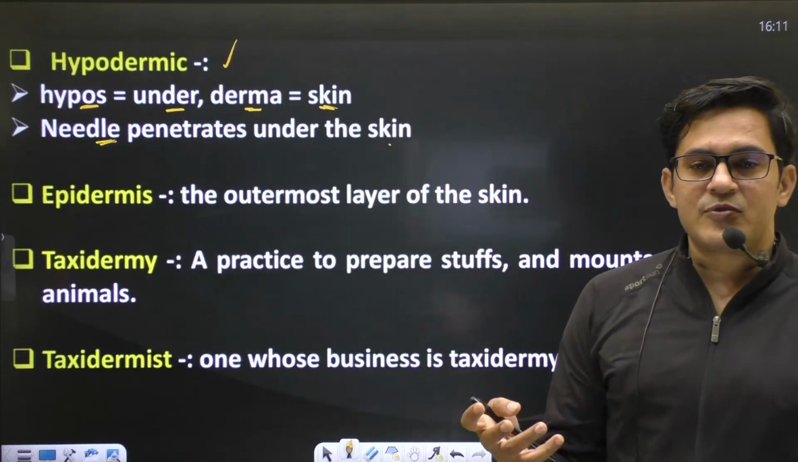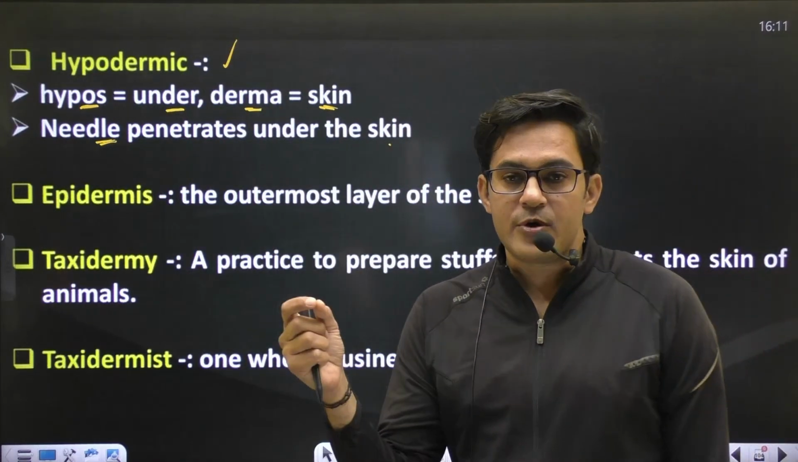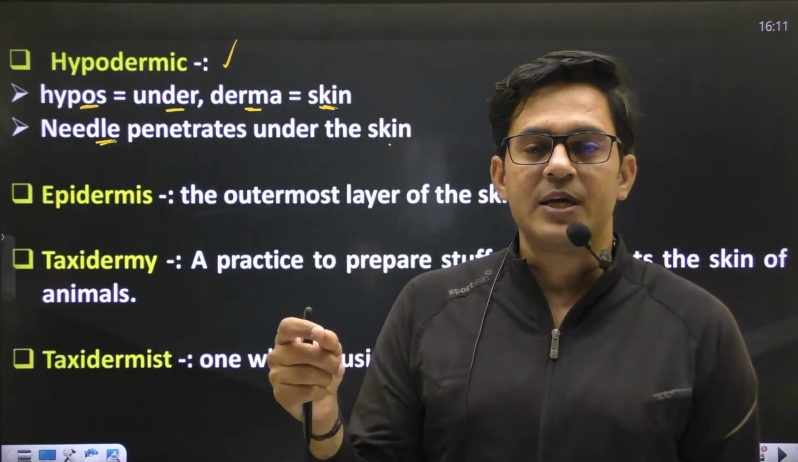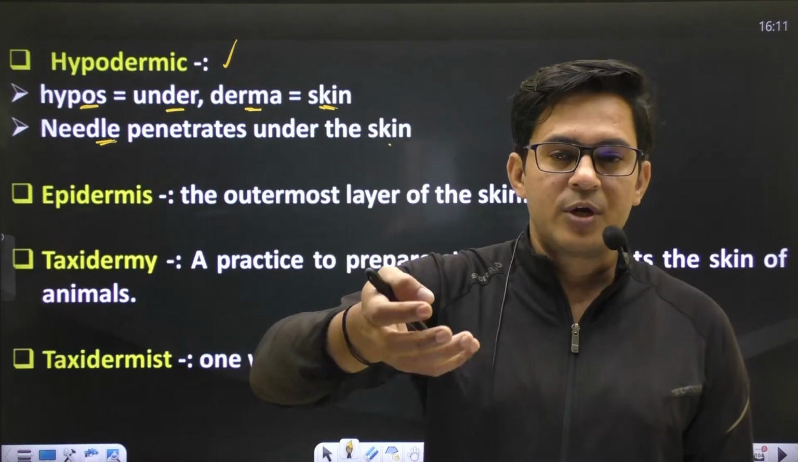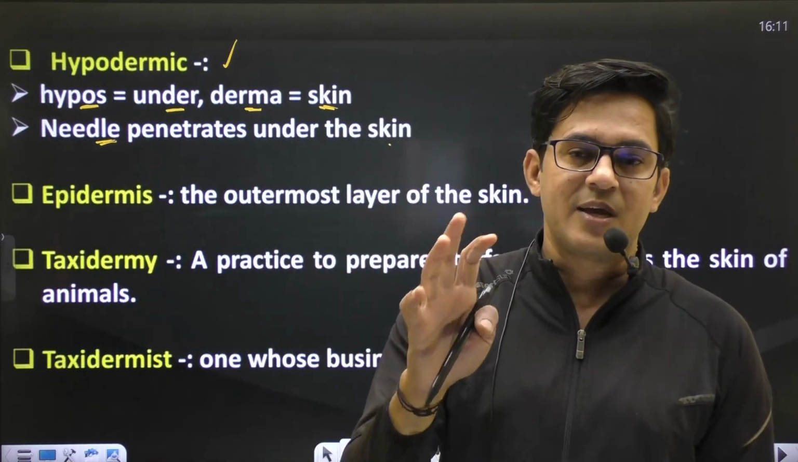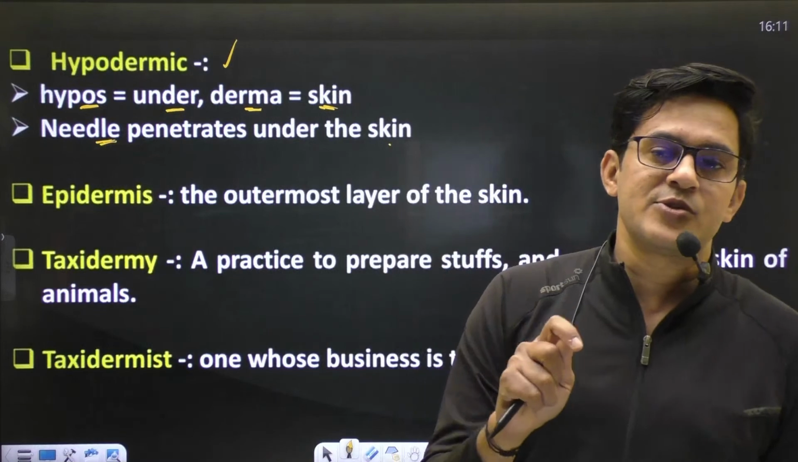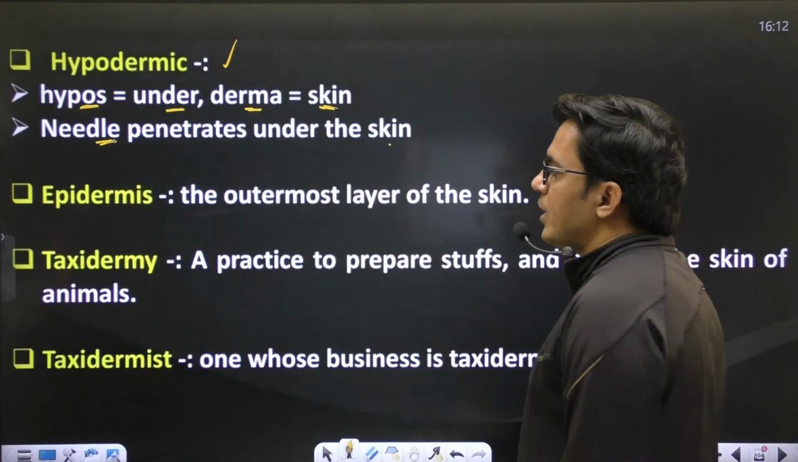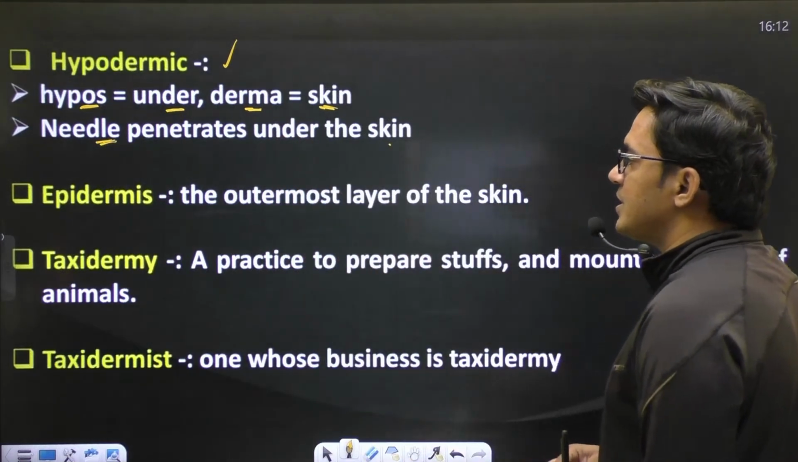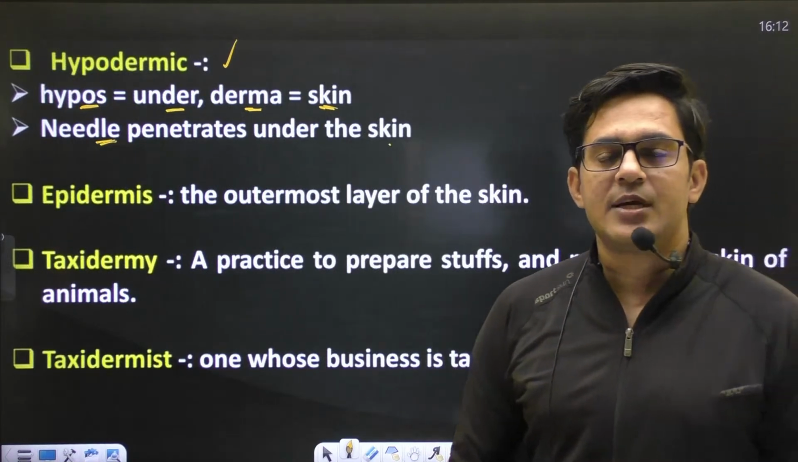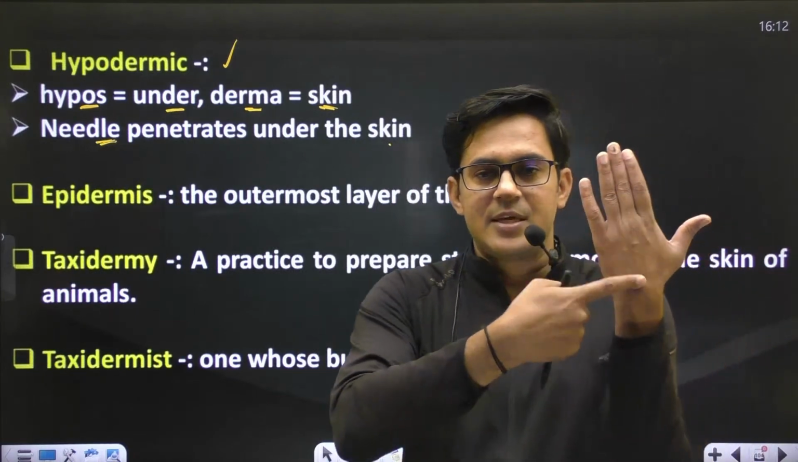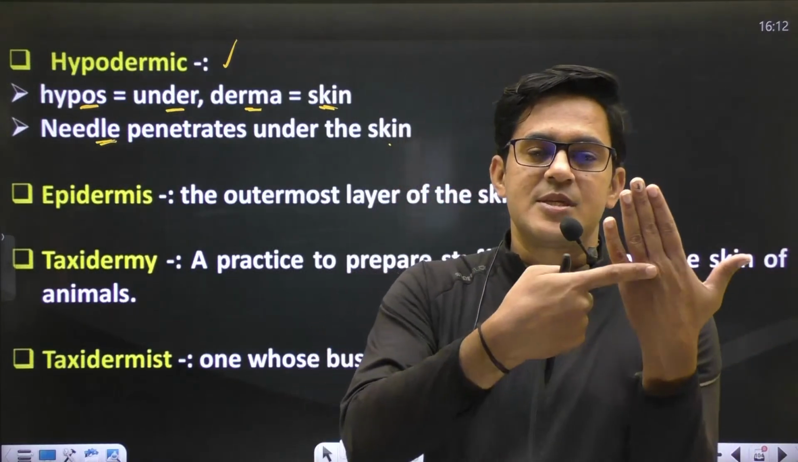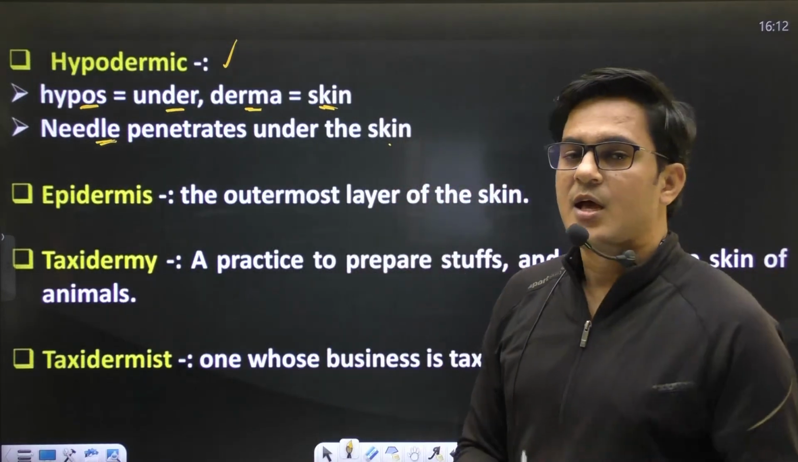Hypodermic. In some diseases also, doctors, to treat the patient, normally penetrate a needle under the skin to remove the infection or something else, right? So that process is also called what? Hypodermic. Okay, next word is epidermis. Epidermis is the outermost layer of skin. So like this is our epidermis. This is the outermost layer of our skin, epidermis.